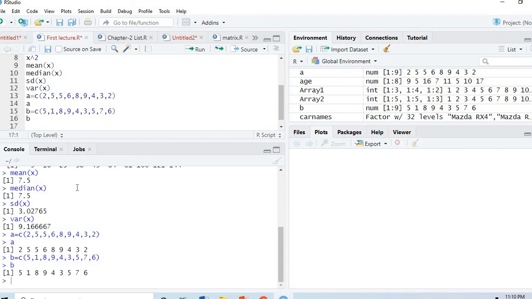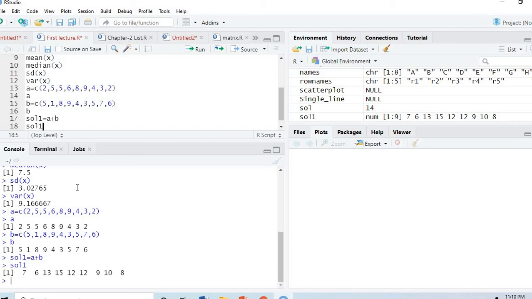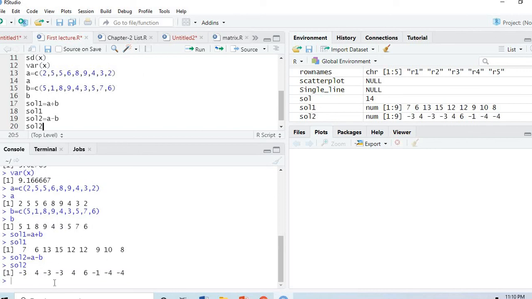Now suppose I want to find solution 1, that covers a plus b. Alt plus Enter, and then again you type solution 1 and find its value. So these are the values based on vector a plus vector b. Similarly, you can find solution 2, let's say it's a minus b. Alt plus Enter, and to retrieve this one you type solution 2 and Alt plus Enter. So these are the values related to vector a minus vector b.